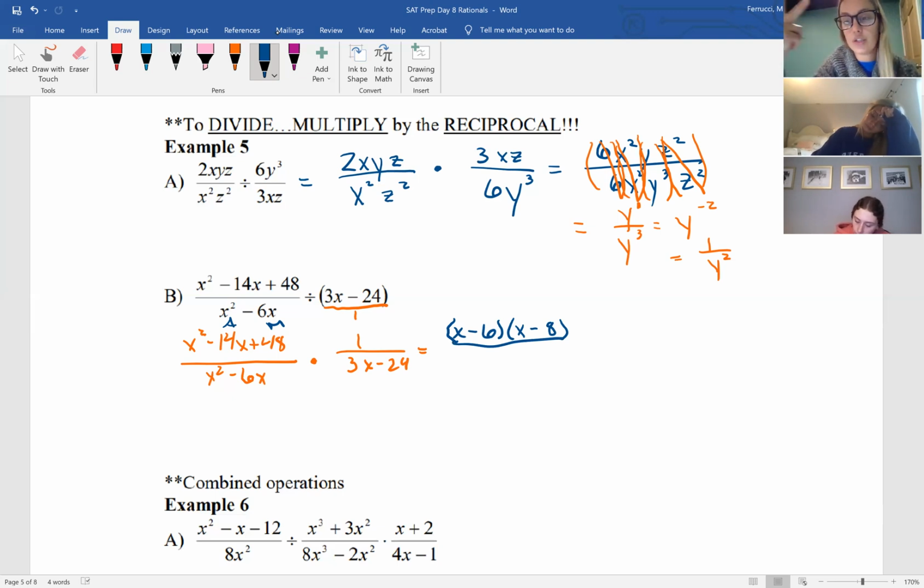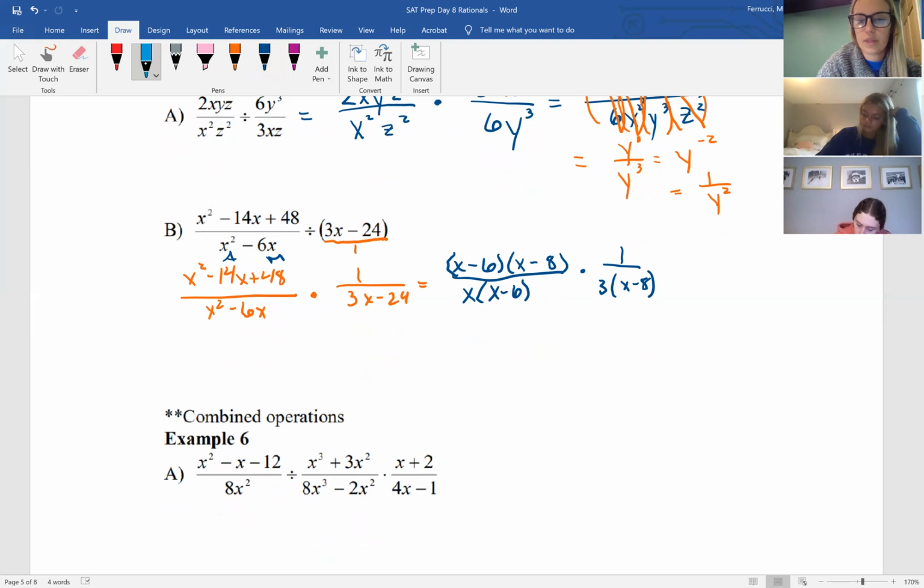The bottom, there's only 2 terms, which you can either do GCF or difference of 2 squares. Since they both have an x in common, you could factor out an x and get x minus 6. And then the bottom right is another GCF, and it's 3 times x minus 8. So from here, x minus 6 is in the top, it's in the bottom. X minus 8 is in the top, it's in the bottom. So we're left with a 1 on the top and a 3x on the bottom.